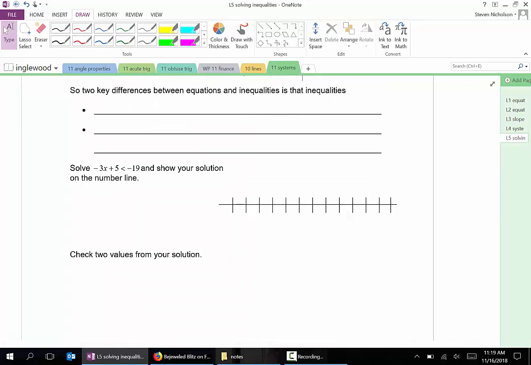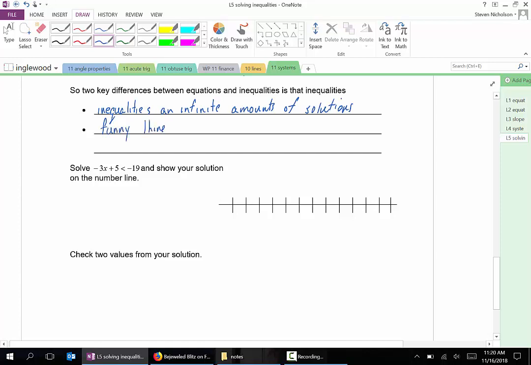So here are the two key differences between equations and inequalities. Inequalities have infinite amounts of solutions. So that's why we need those symbols, greater than, less than, etc. And funny things can happen with the inequality sign sometimes.